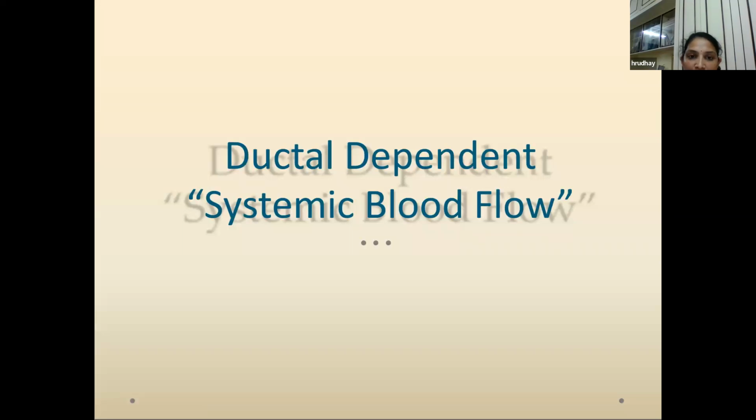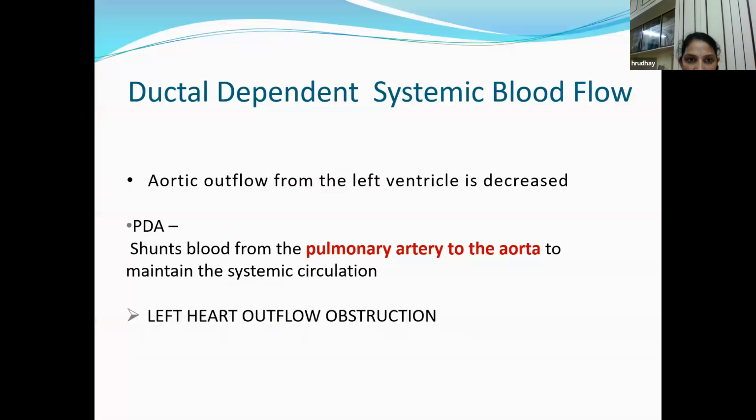So next is duct-dependent systemic blood flow. How does it present? Now we have read about right side obstruction. Let's go with the left side obstruction. In duct-dependent systemic blood flow, the aortic outflow from the left ventricle is decreased. So if the PDA is there, it will shunt blood from the pulmonary artery to the aorta to maintain the systemic circulation. So there is a left heart outflow obstruction.